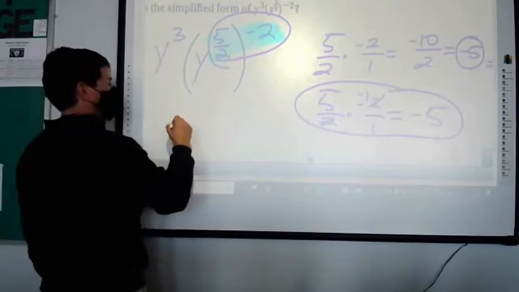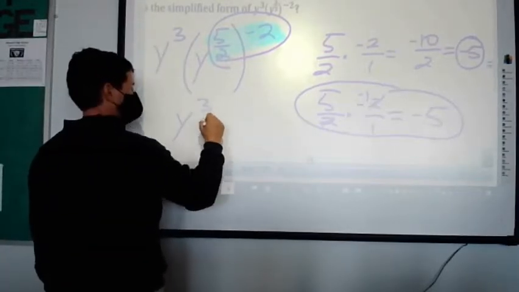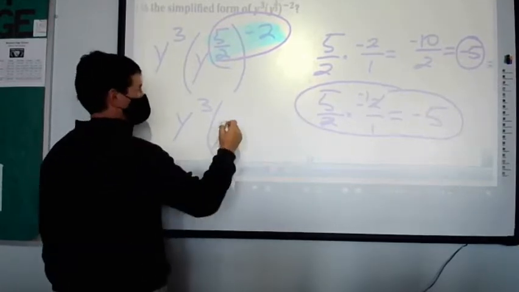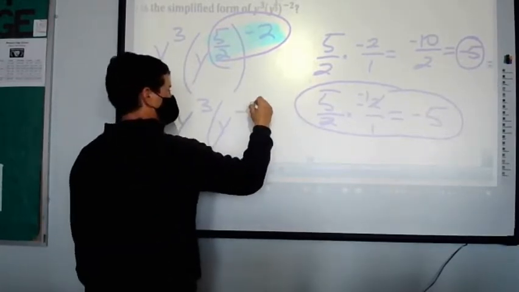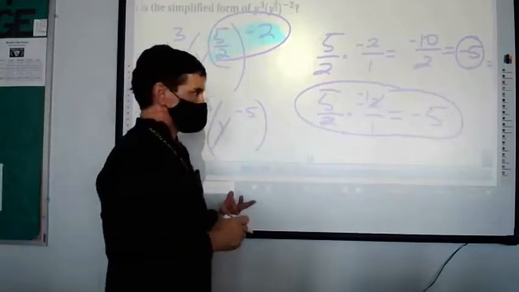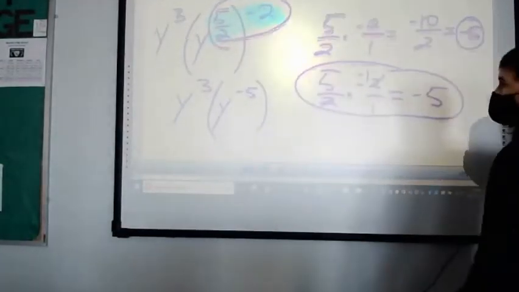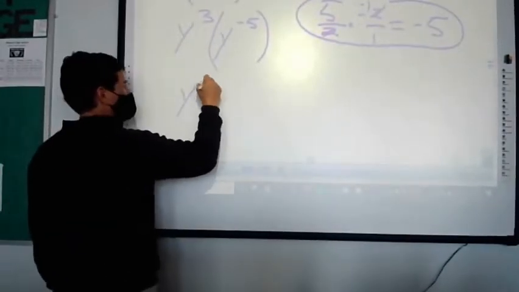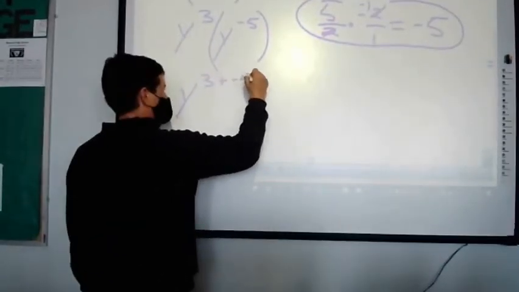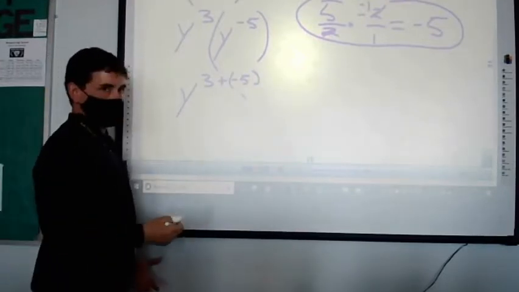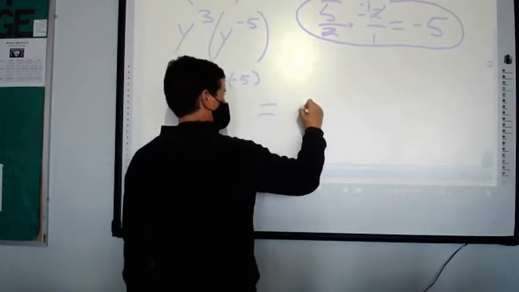Okay? So we have y to the third power times, right, parenthesis there, but we're still going to add negative 5. So the two variables and exponents are next to one another, so that's when we have to add them. So we have y cubed plus negative 5, like that. So you can just say 3 minus 5, negative 2.